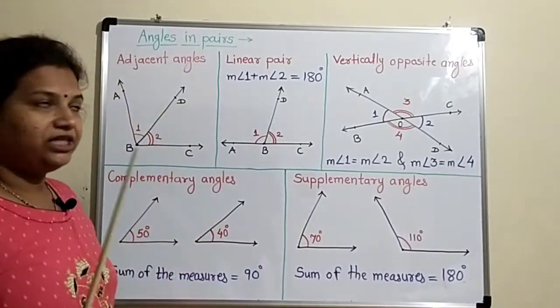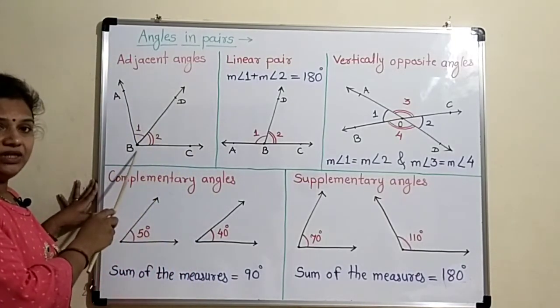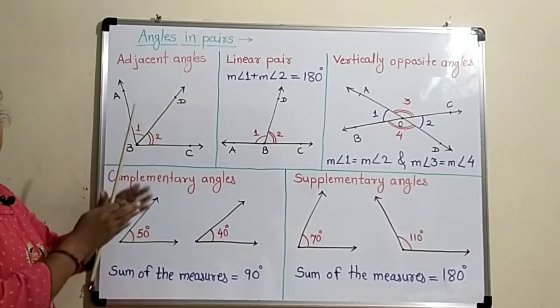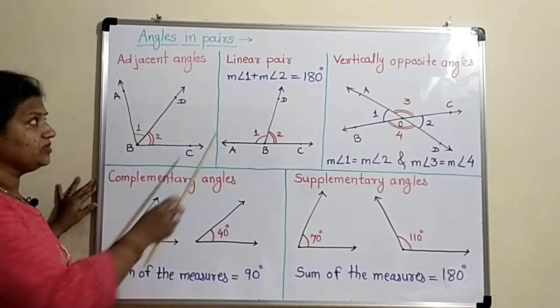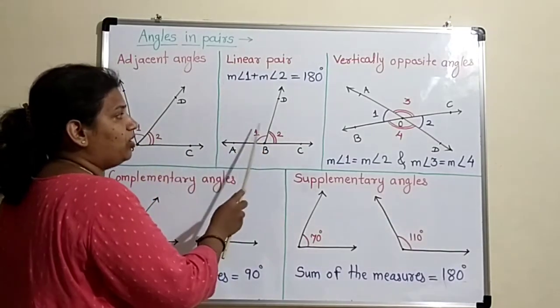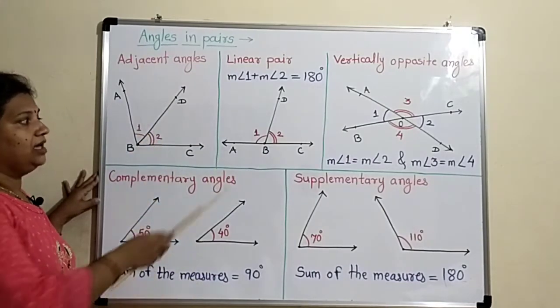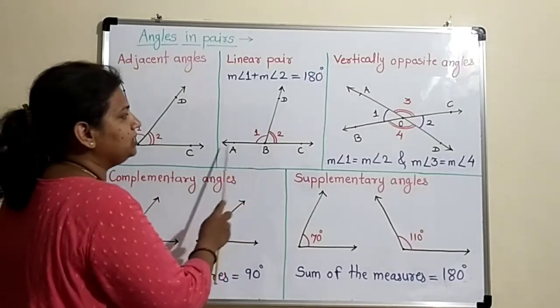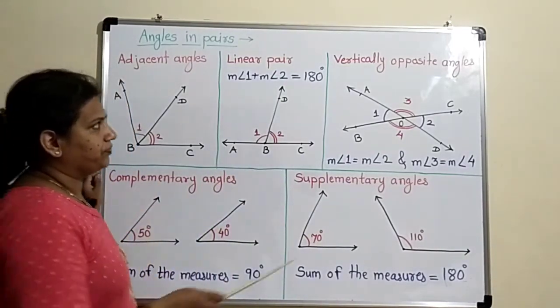So one more time. First, adjacent angles: a common vertex, a common arm, and non-common arms on the opposite sides of the common arm. Linear pair: the sum of the measures is 180. They are adjacent angles having a common arm and a common vertex, and non-common arms are opposite to each other.